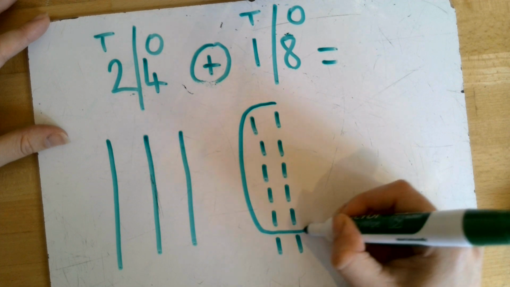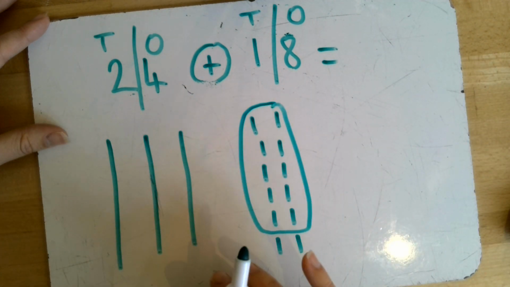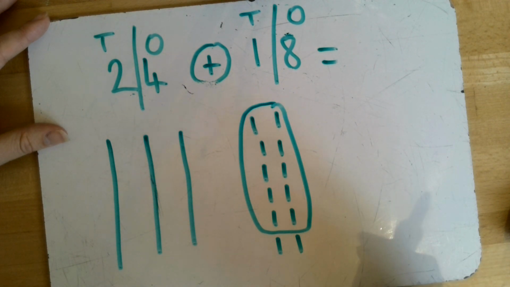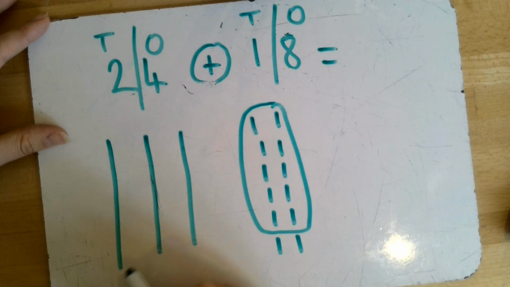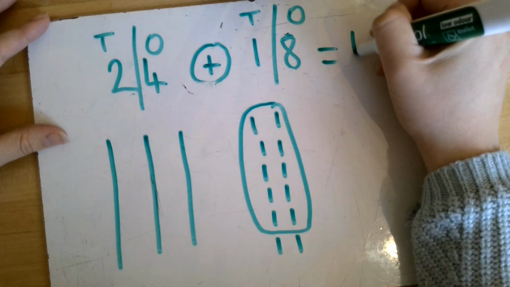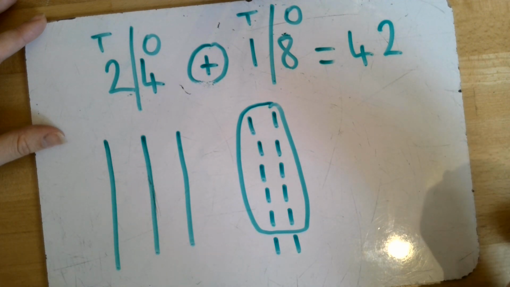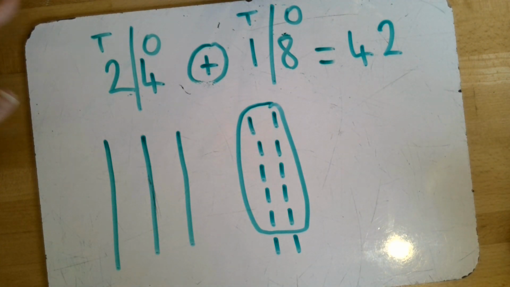Okay? So now I need to think about how many tens I have and how many ones I have because that will show me my answer. So 10, 20, 30, 40, 41, 42. My answer is 42. The next video we are going to be doing is all about subtraction.